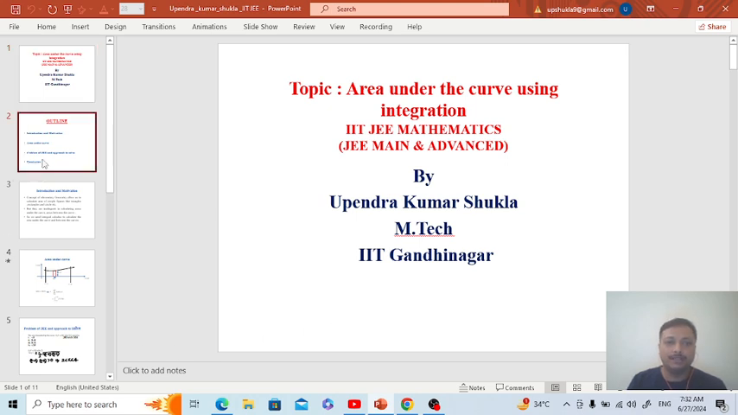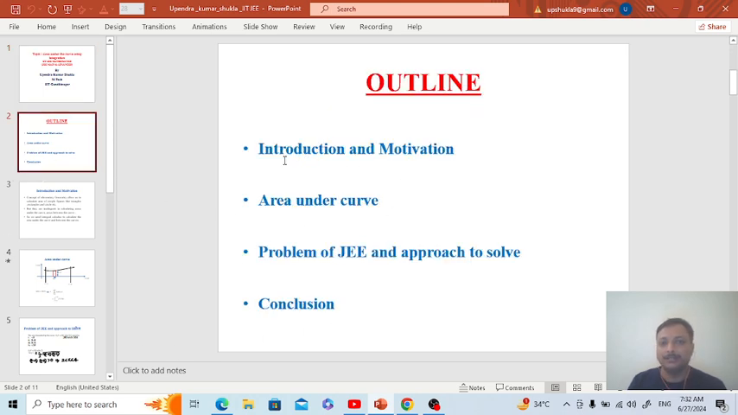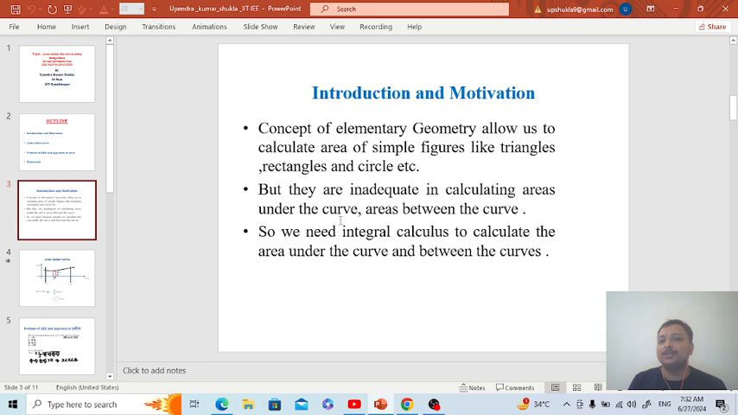So here is the outline of my discussion: introduction and motivation, area under curve, problem of JEE and approach to solve, how to solve the problem, and in the last we will discuss the conclusion. Okay, let's start with the introduction and motivation.